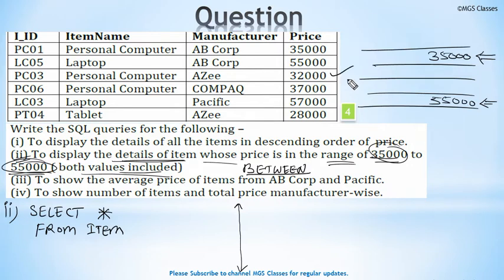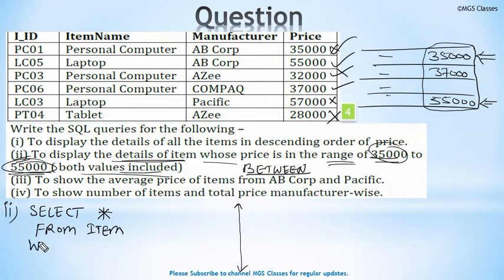So here 32,000 is not in the range because it is less than 35,000. 37,000 definitely will come because its price is greater than 35,000 and less than 55,000. And 28,000 will not come, 35,000 will come, 55,000 will come, 32,000 will not come, 37,000 will come, and 57,000 will also not come because 57,000 is greater than 55,000. So this kind of output he wants. For that purpose we are writing the query. Other columns will come as they are.